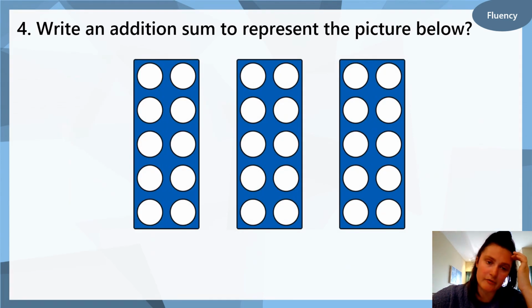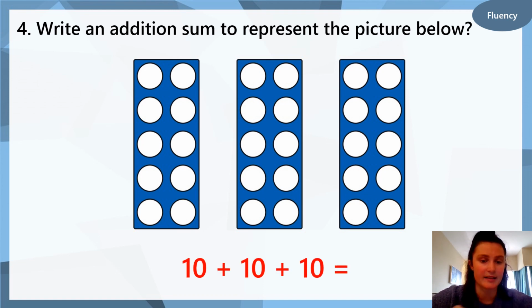Okay, number 4, write an addition sum to represent the picture below. So each picture has, very good, 10. So our number sentence, our number sum is going to be 10 plus 10 plus 10. What's the answer going to be? Are you going to count, add, or skip count? You choose. Write the answer and the number sentence beside question 4.